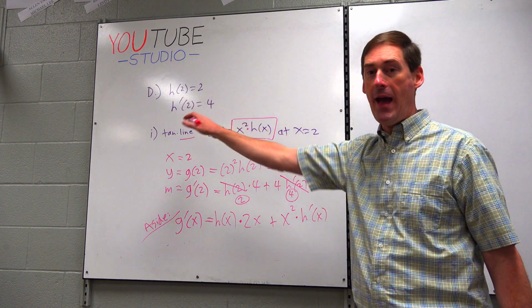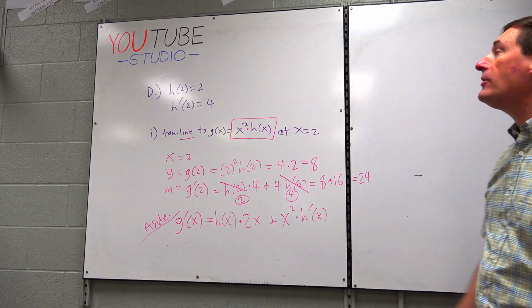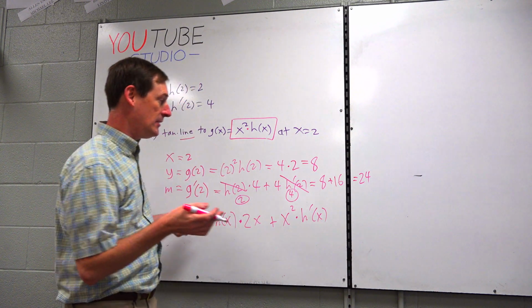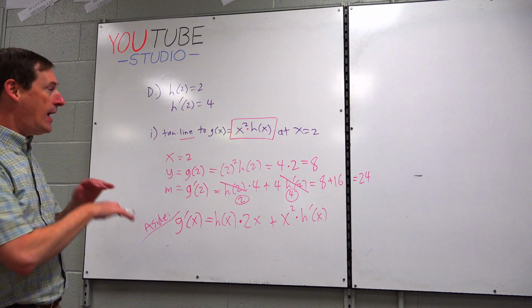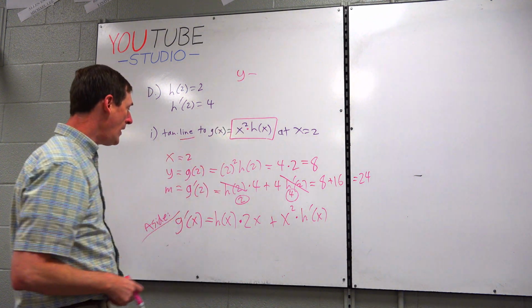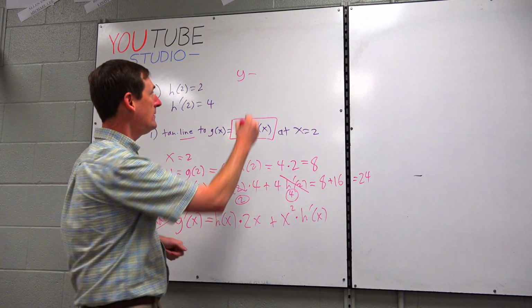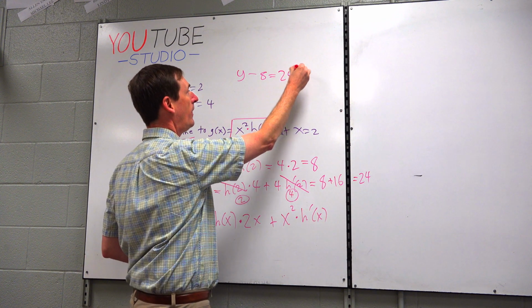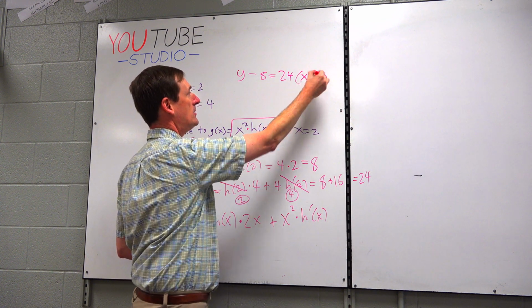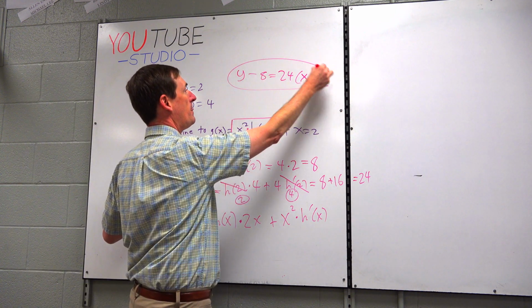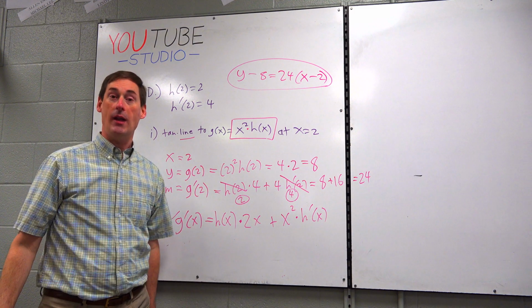And now you have x, y, m without even knowing what g of x or h of x truly is in real life. All right? Because you don't need it. Okay, in conclusion, final answer. y minus y1, let's see, that's 8, equals m, 24, times x minus x1, which is 2. And that's the equation of a line.